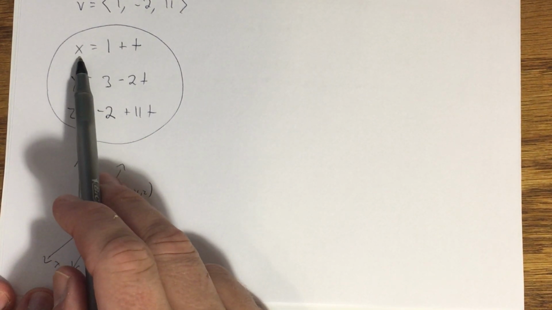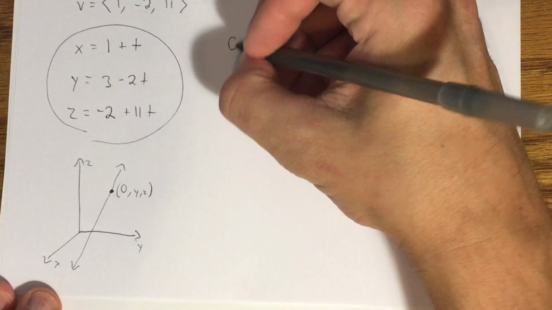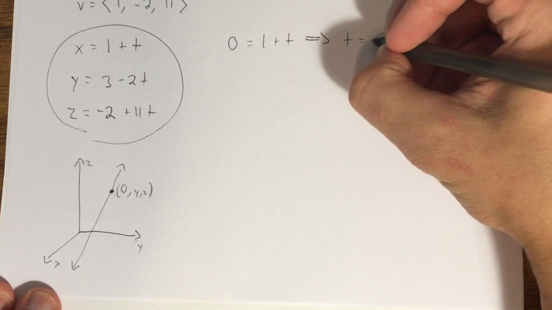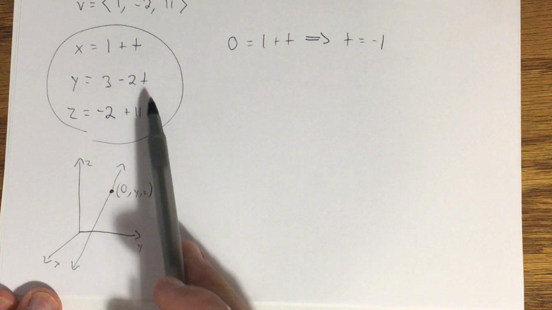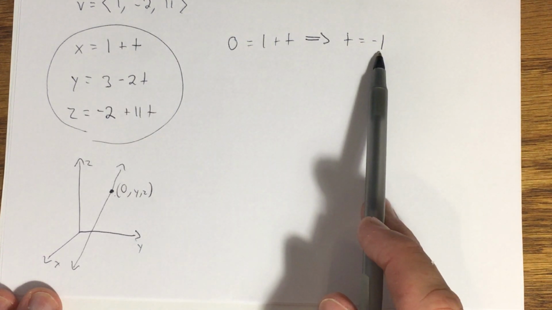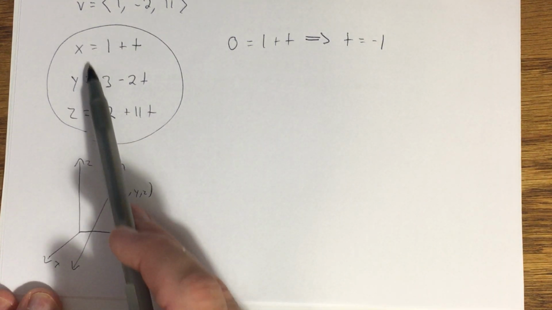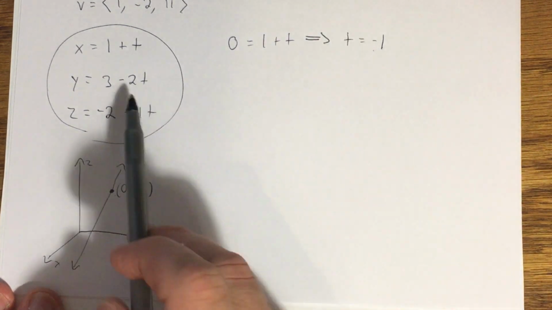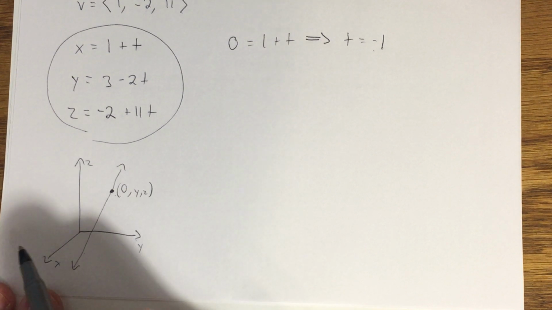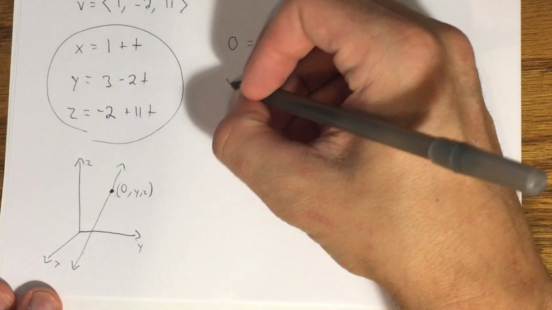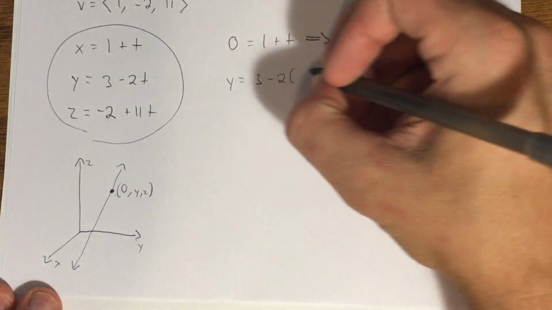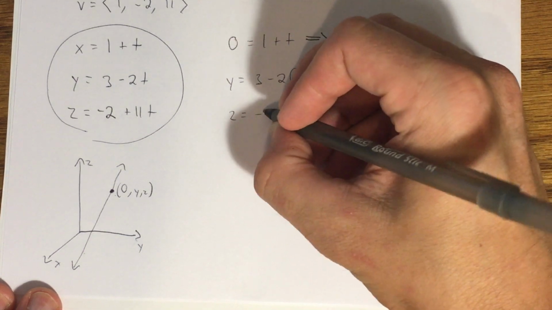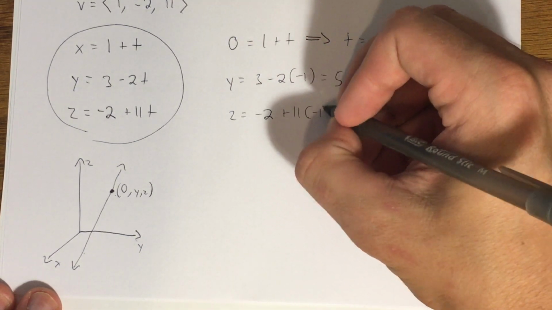So using my parametric equations, let me set x equal to 0. 0 equals 1 plus t, which implies t equals negative 1. So when our parameter t equals negative 1, this line will be passing through the YZ plane. I can plug that value of my parameter into the other 2 equations to find what my y and z coordinates are. So y equals 3 minus 2 times negative 1, which we have right there. That would equal 5. Z equals negative 2 plus 11 times negative 1.